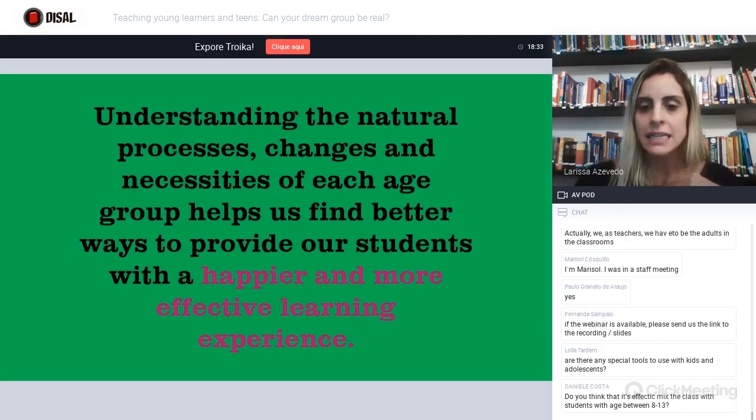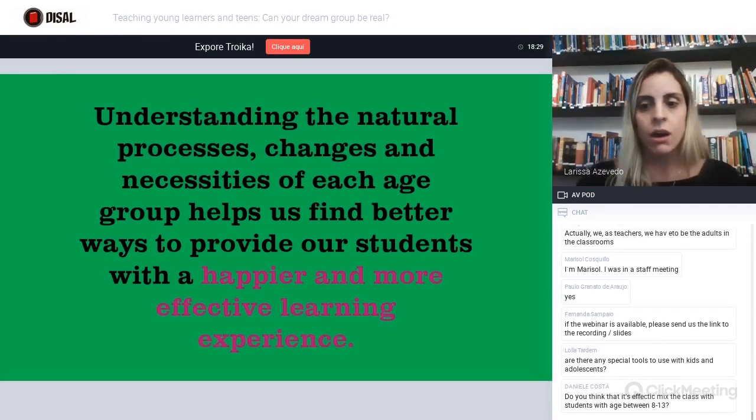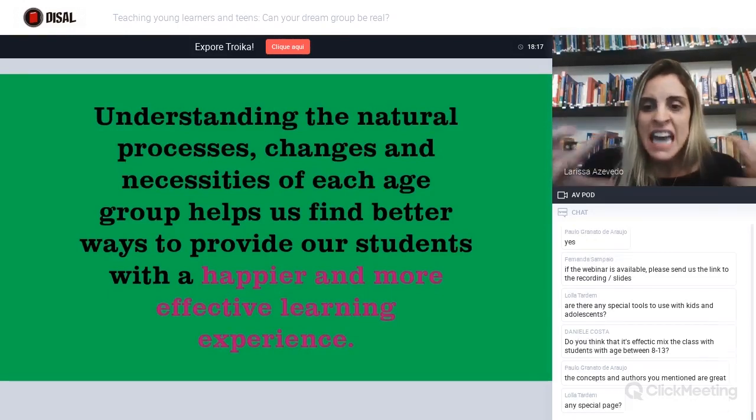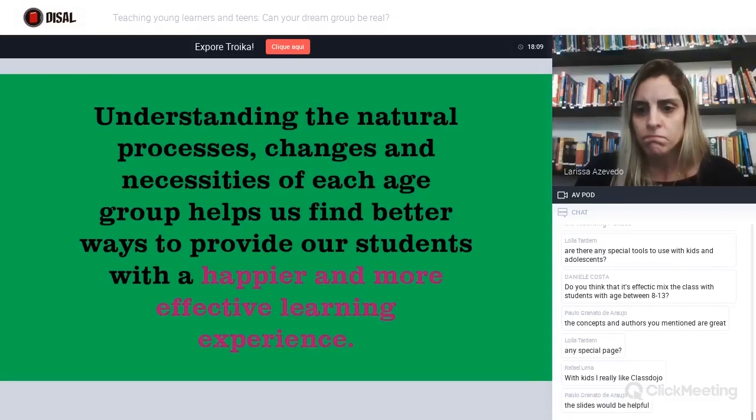Special tools to use with kids and adolescents. Well, technology offers a lot of options. Internet, they usually like watching videos. Someone mentioned the memes. Someone mentioned their own games. Whatever is hands-on, whatever keeps them busy and really involved and has a topic that is significant for them, will engage them.